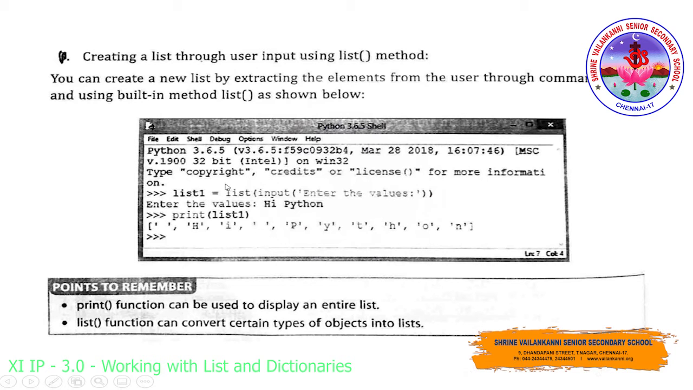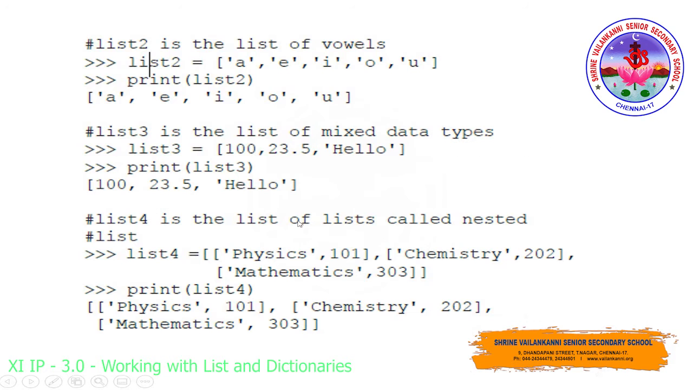So list1 equal to list of input of enter the values. So they have used the input method within the list method. So what will happen once this enter the value gets printed over here, whatever value you give here, that will be considered as a string. So if it is a string or a number or anything, a floating point number, what will happen? Everything gets stored in the form of index position only, I have told you, right?